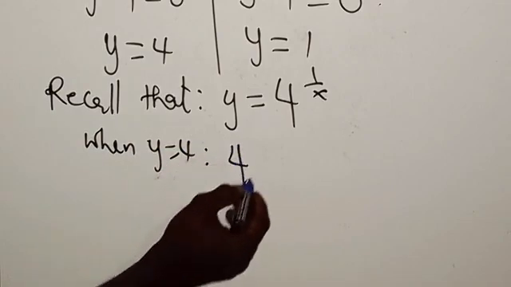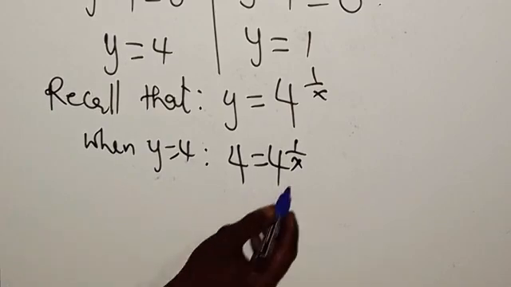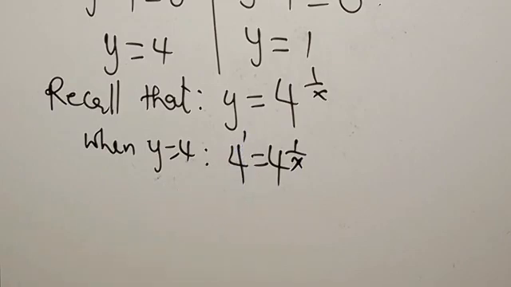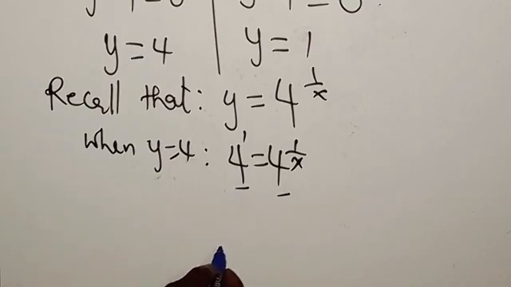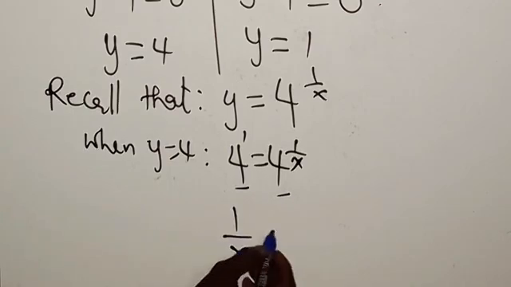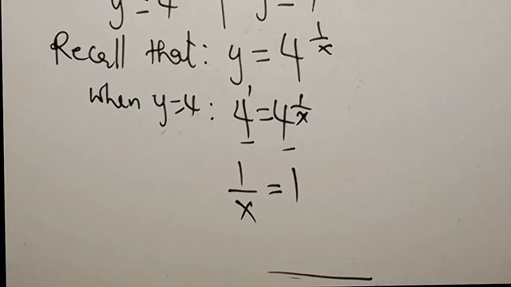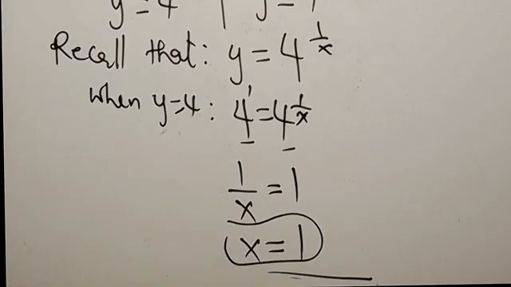We have 4 equals 4 to the power of 1 over x, right? So now from here, 4 is like 4 raised to power 1. Since we are having the same base, we have 1 over x to be equal to 1. So if 1 over x equals 1, we're going to have x equals 1. So x equals 1 is the main solution.